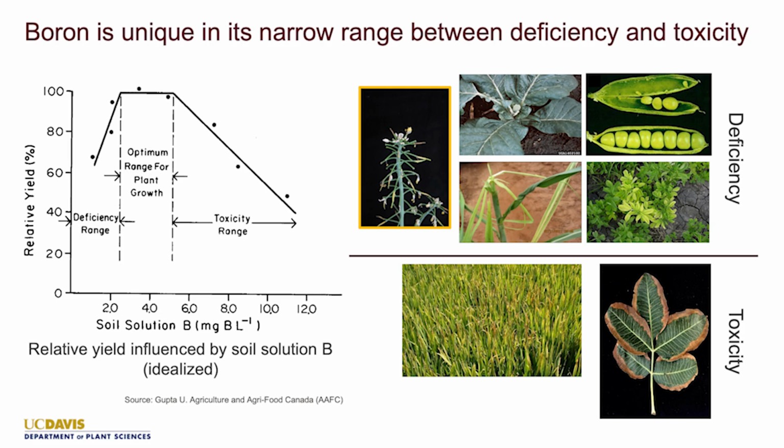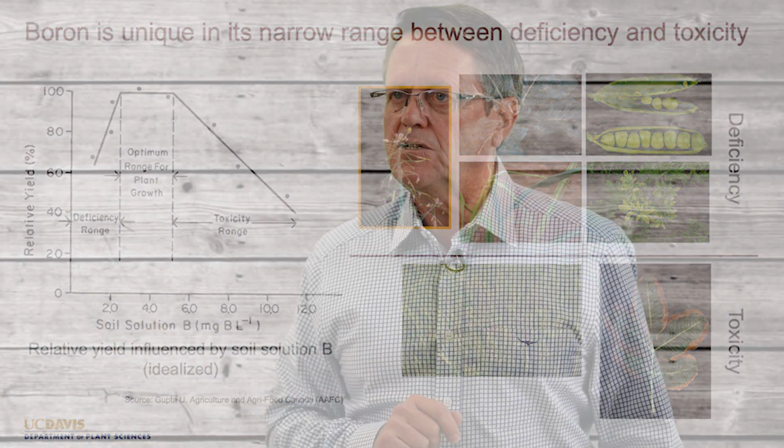So the graph on the left, you can see relative yield. On the bottom of that axis, you can see increasing soil applications. Low amounts of boron, you cause boron deficiency. You soon reach adequacy and optimum range, but if you go too far, you get into toxicity. We'll talk about that. Now let's get into some of the physiology and biochemistry, and I'm going to take you through this slowly because it's important and it's a little bit complicated.